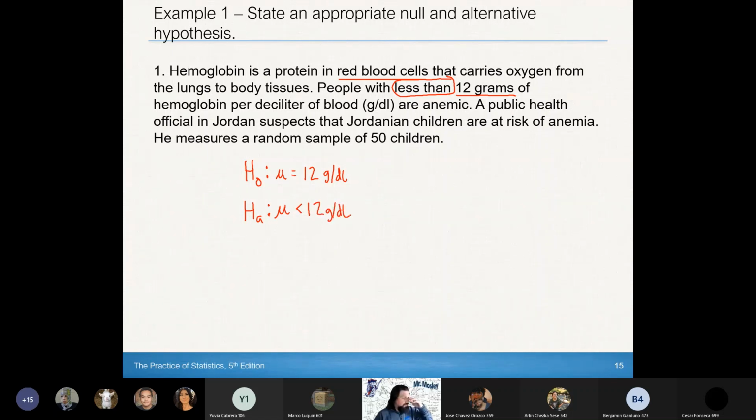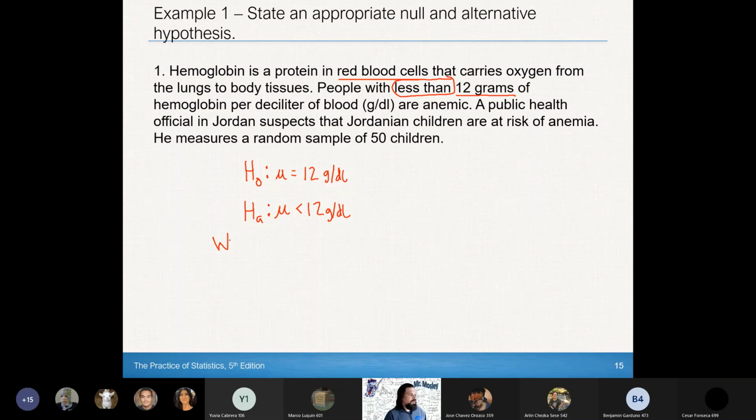All right, so our alternative hypothesis is that the mean will be less than 12, right? Because that's really what we're interested in. We want to know, because if the alternative is true, that means the children are at risk. Right? And the last thing we need to say here is we need to identify what is mu.